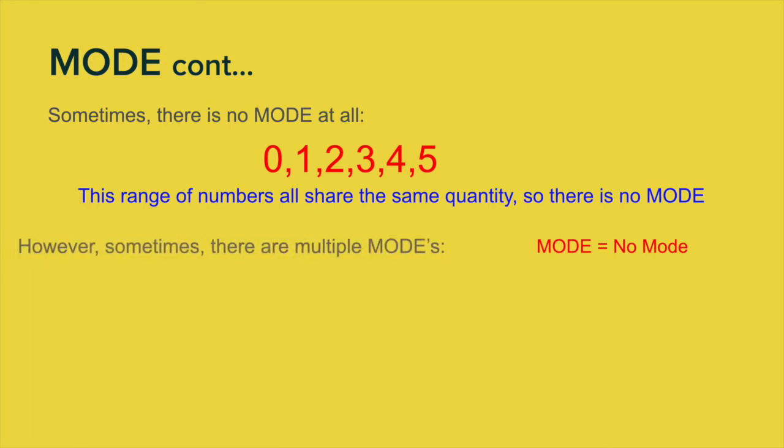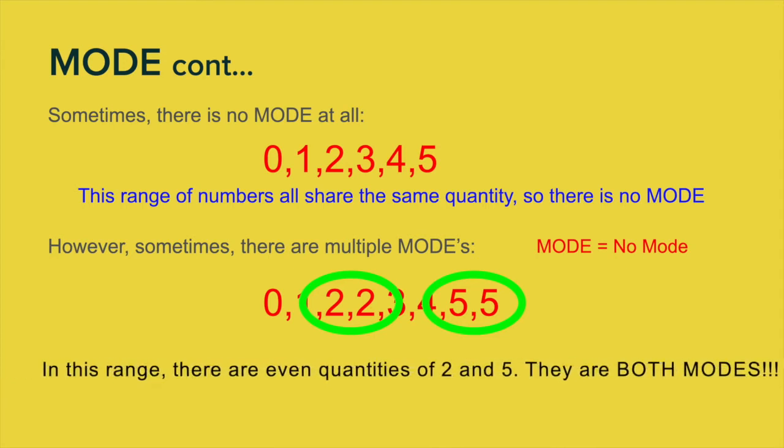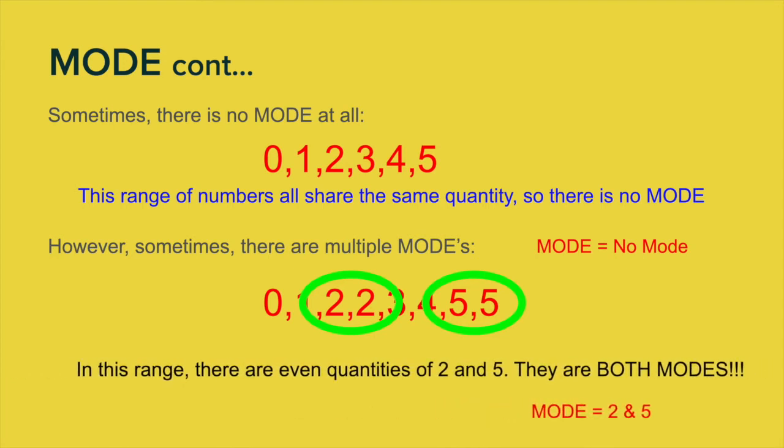However, sometimes there are multiple modes. So let's have a look at this range. Now, what can you tell about this range? We have one 0, one 1, two 2s, one 3, one 4, and two 5s. So if we have two 2s and two 5s, guess what? They are both modes. So you would put it as mode equals 2 and 5. So mode can be one number, no mode at all, or it could actually be 2 or even 3 modes sometimes. So that is mode, the most often.